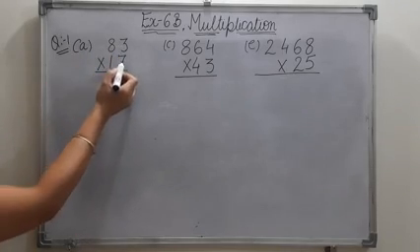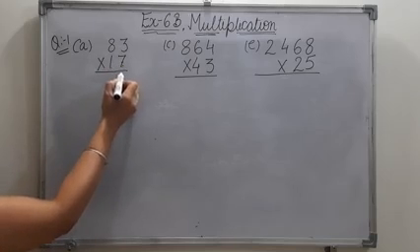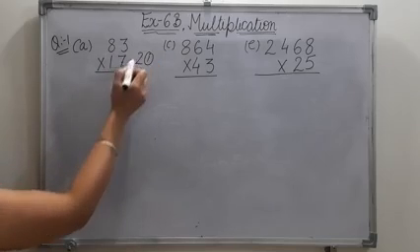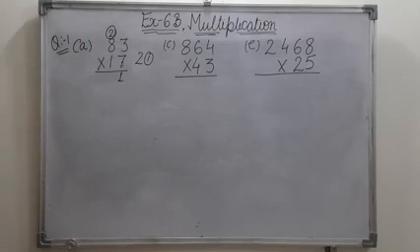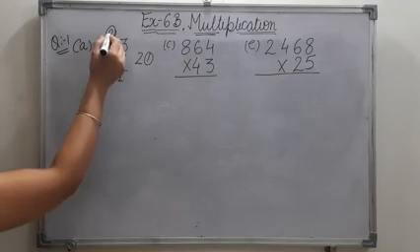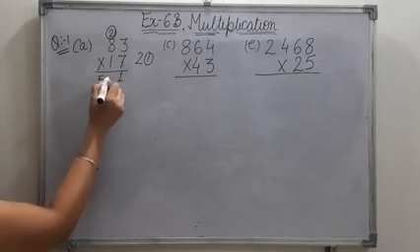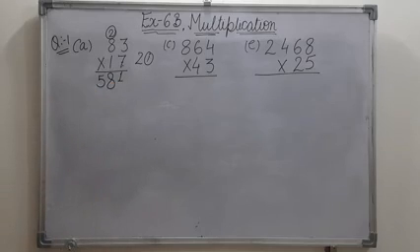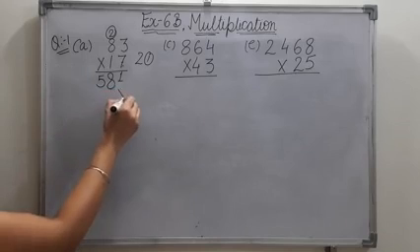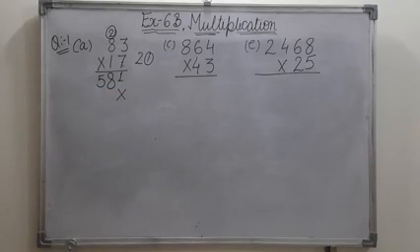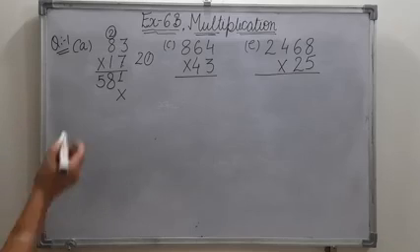Okay. Now 7 3s are 21. So we will write this 1 here and 2 is carried over here. Okay. Next we have to multiply 7 8s are 56. 56 plus 2 is 58. Okay. When we have to multiply with the next digit, then we will put a cross here or 0.